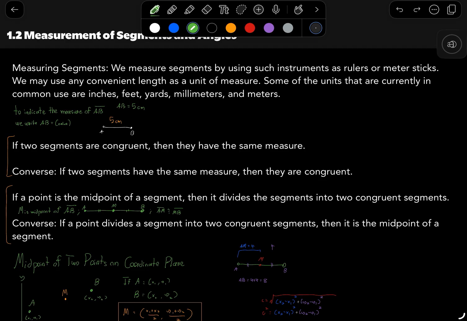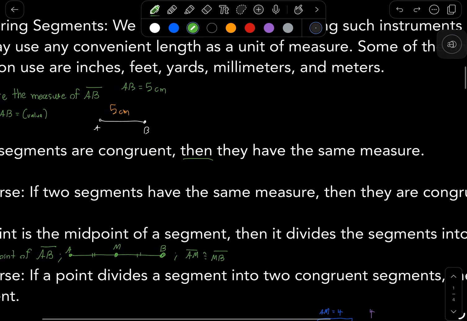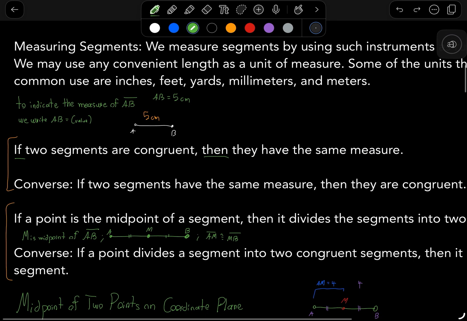Before I talk about what a converse is, usually with theorems we have this if-then structure. You have an if, then, and we call this a conditional statement. The part with the if is like the first clause, and the second part after then is what it proves. So in this case, they would have the same measure if two segments are equal or congruent.